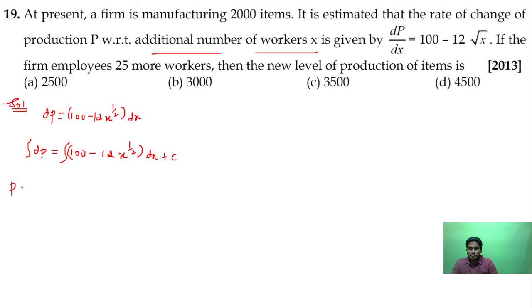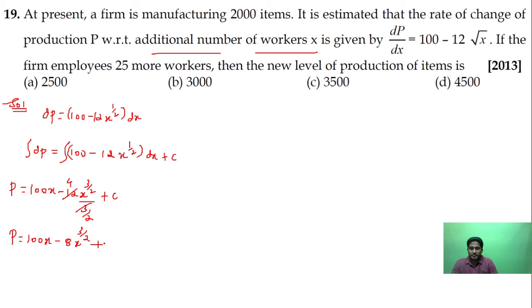Integration of dP is P is equal to 100 times integration of dx, which is x, minus 12 x to the power of 3 by 2 upon 3 by 2, and plus c. This will cancel, giving 4 times. Okay, so P is equal to 100 x minus 8 into x to the power of 3 by 2 plus c.